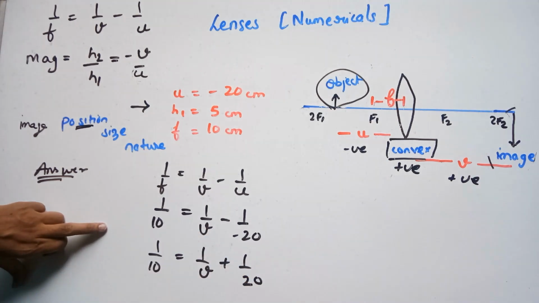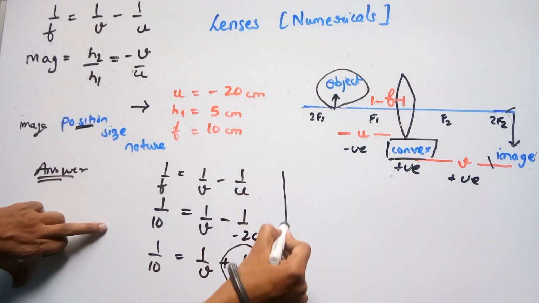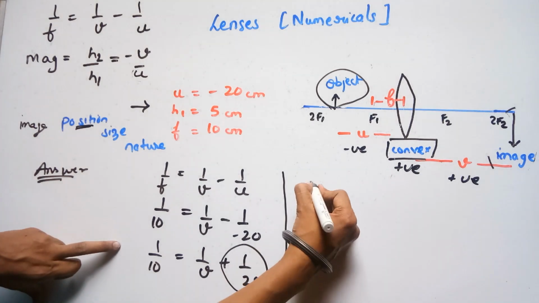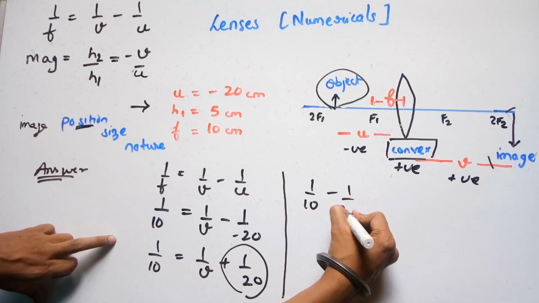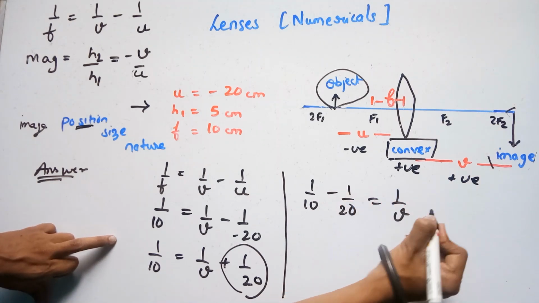Minus minus becomes positive, so I want to find 1 upon v, so I'll send this entire thing there. So 1 upon 10 will remain as it is. This 1 upon 20 will go there and become minus 1 upon 20 is 1 upon v.